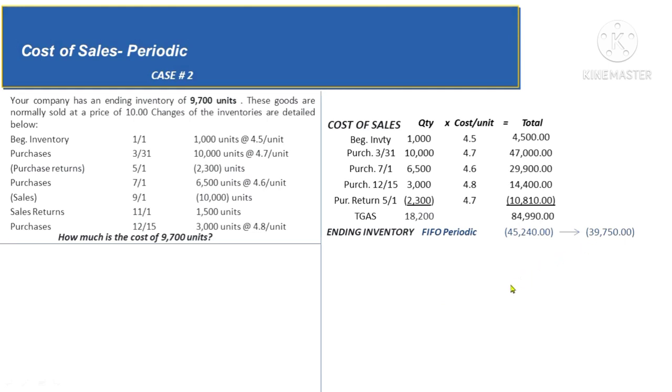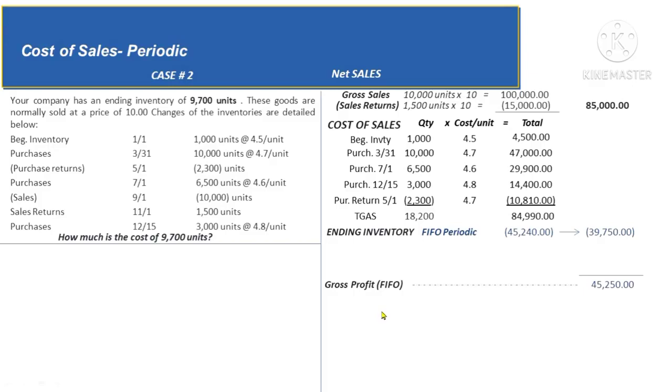But first, we need to get the net sales. And based on this case, we have 10,000 units were sold at 10 per unit. So meaning the gross sales is 100,000. But the customers returned 1,500 units last November 1. So we need to deduct 1,500 units times 10 for this, and we will get a net sales of 85,000. And here 85,000 minus the cost of sales, we're going to get a gross profit of 45,250. So that's it. But we have also merchandise inventory end computed using LIFO and weighted average here.